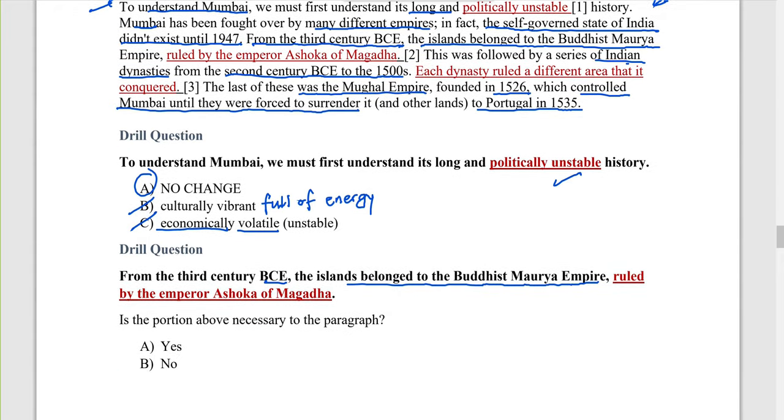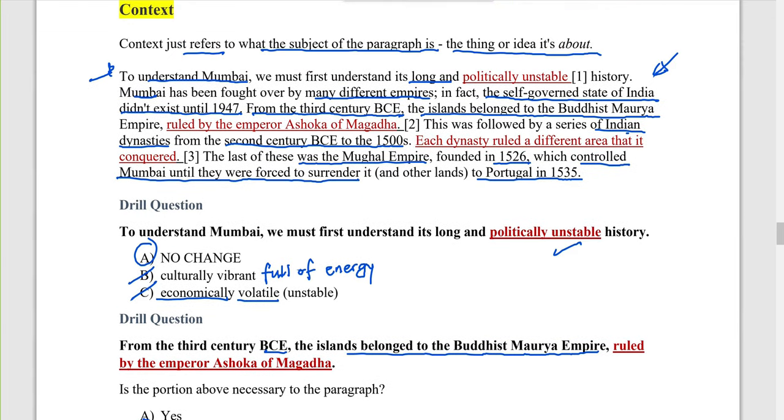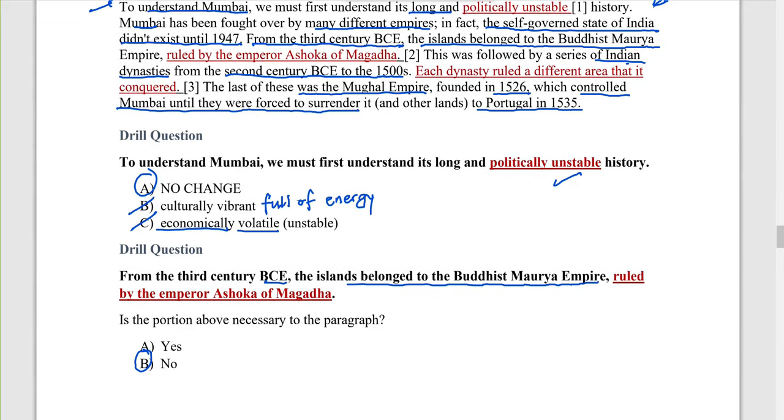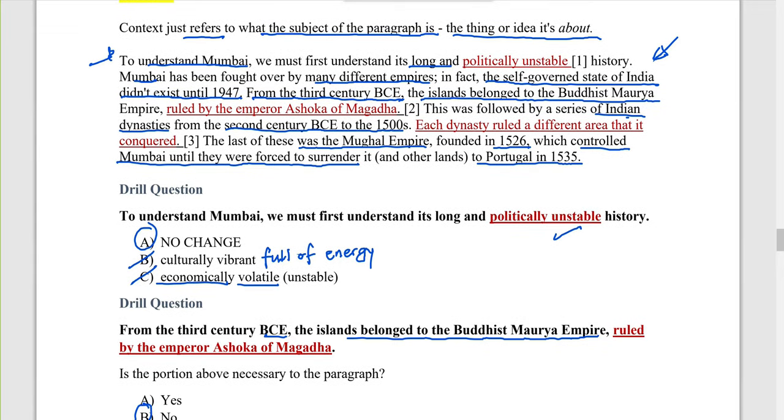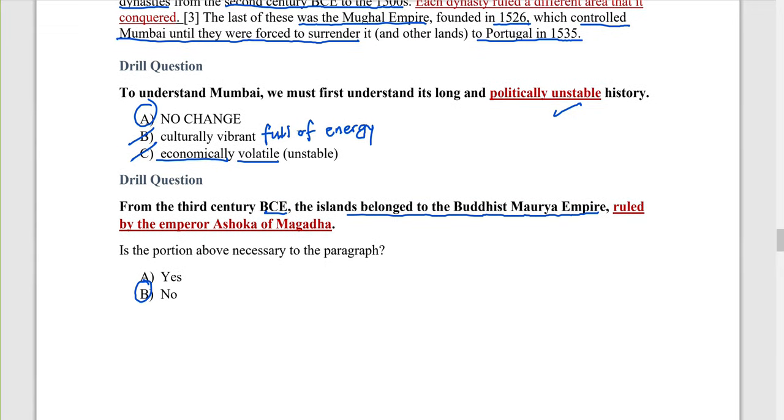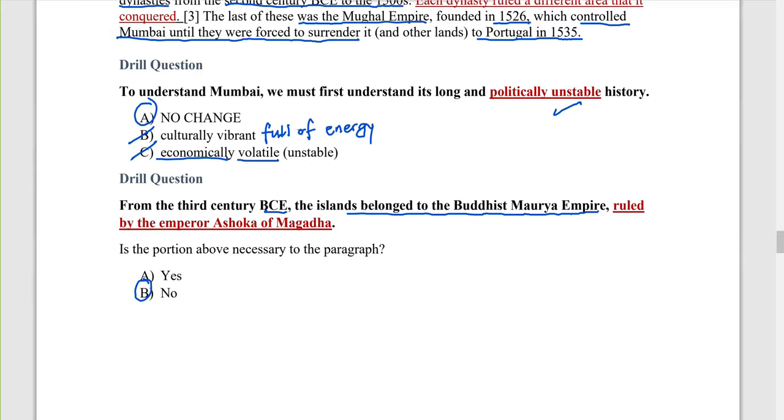Give me your reason. You'll tell me, teacher, this is the first time we mentioned a ruler here or an emperor, though we have got many empires that have colonized Mumbai or India, but there was no mention of any other name. The other thing, teacher, it is a detail which is not relevant. You got the point, right? So we'll go for B. Any issues here? The answer is B. Yes, definitely B. And I think I said why.